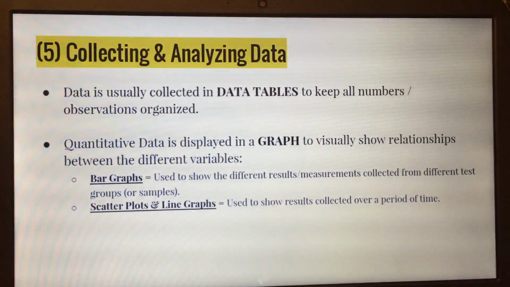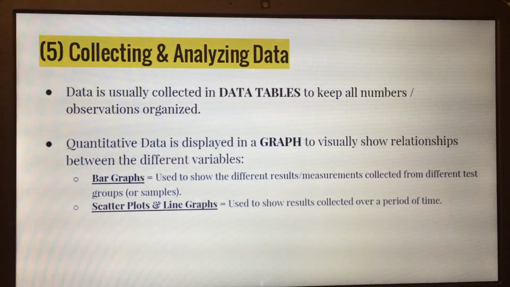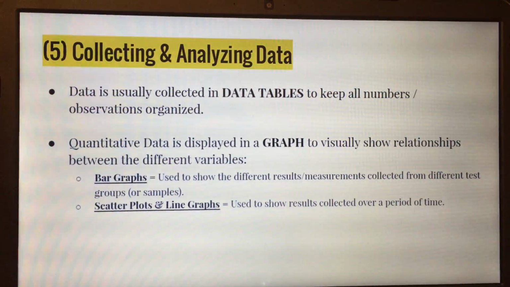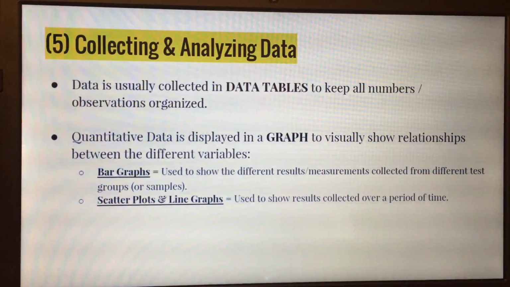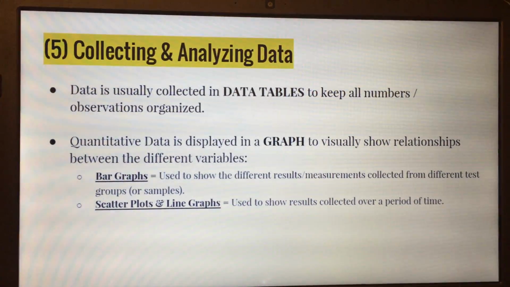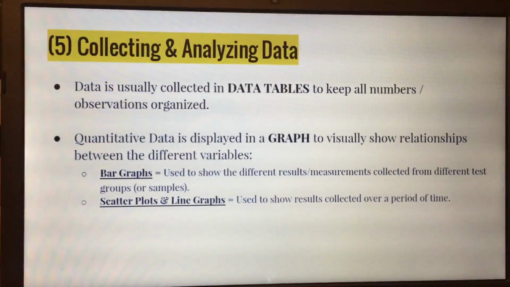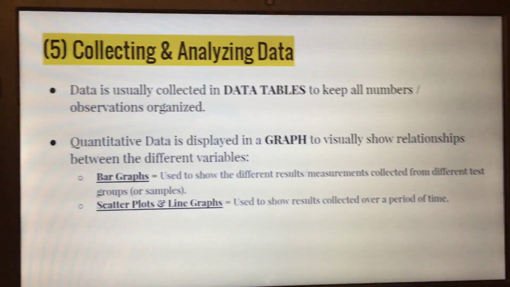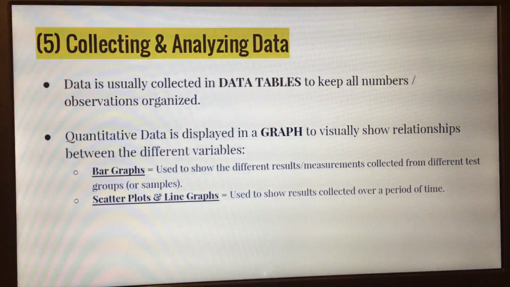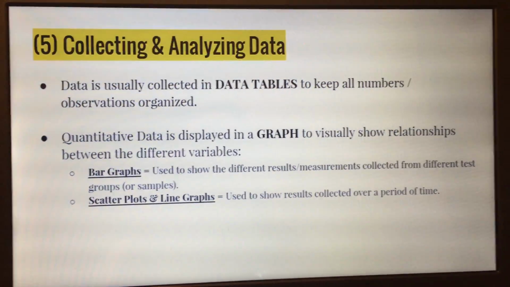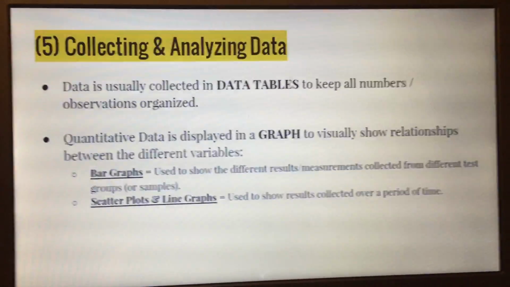Bar graphs are what they sound like. You have used these a million times. They literally look like giant rectangles, either going upward or side to side in a graph. Bar graphs are used to show different results or measurements collected from just different test groups, but nothing in relation to time. So maybe you have 5 different test groups. Each one is testing something a little bit different. So you're going to draw a bar per test group to see what happened in each group. You would use a bar graph.